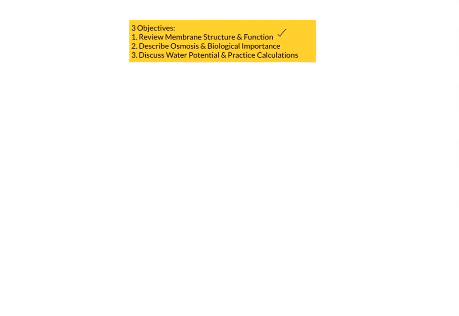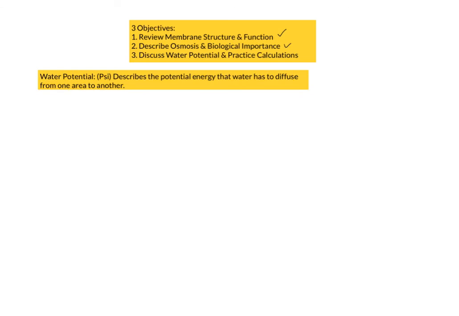All right, so we made it to our last portion of this lesson. What we're going to do is talk about something I mentioned in the previous section, which was water potential. We're going to talk about how we calculate water potential, and we're going to run through a couple of practice calculations. Okay, so let's start with just what water potential is. Water potential is a type of potential energy that describes the potential energy that water has to diffuse from one area to another.